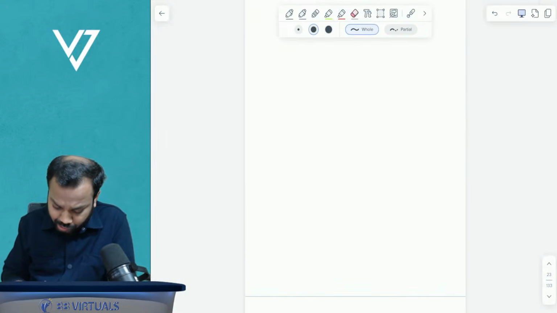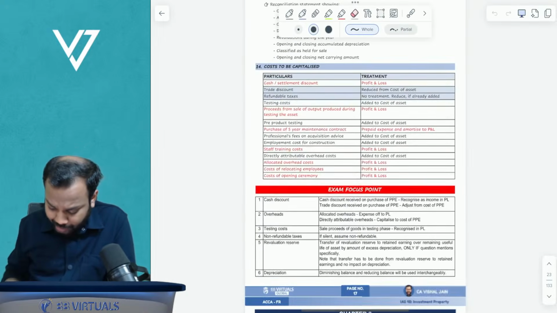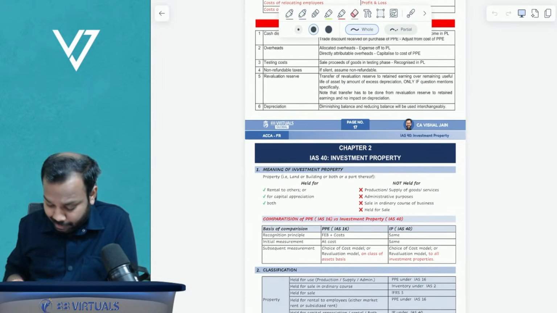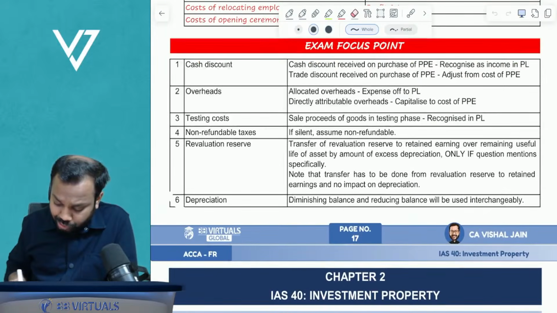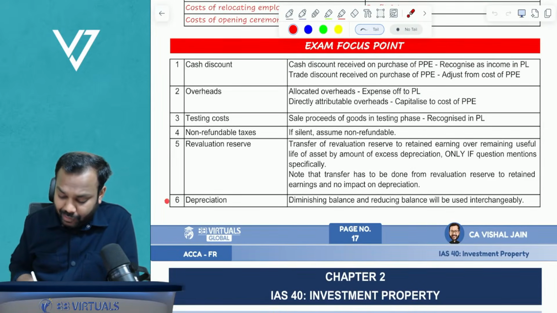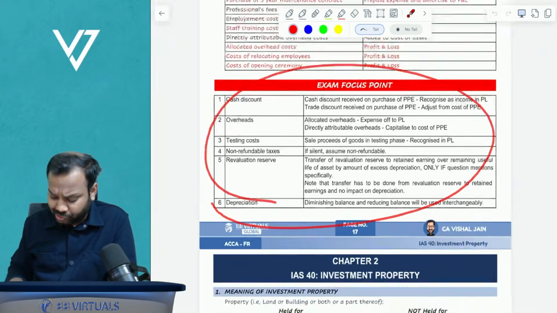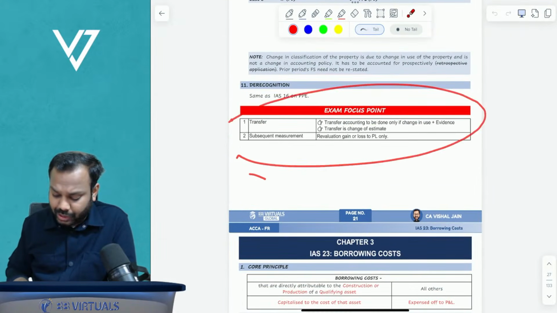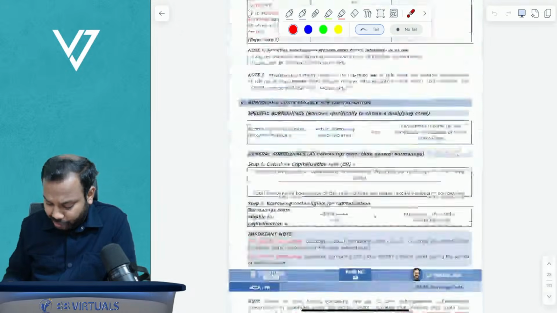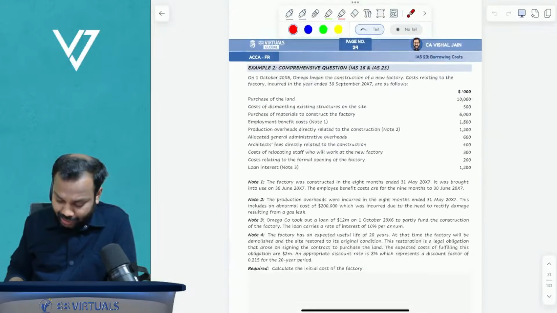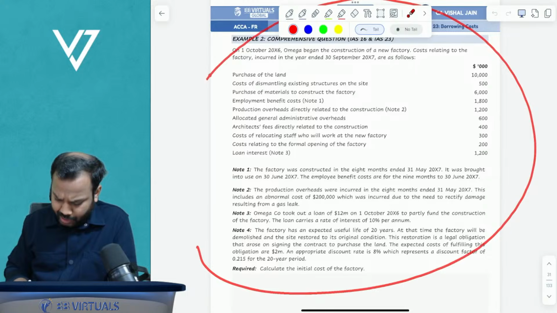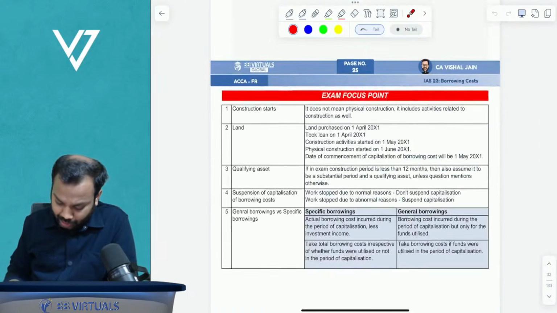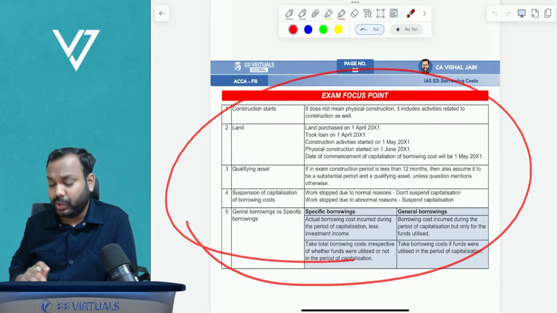Plus, after review of the examiner reports, I got to know what mistakes a student can make in the exam. So I have highlighted those mistakes here. For each chapter, I have highlighted the mistakes which you could make in the exam. See, I have brought important examples also for you guys. Again, important mistakes which you could make in the exam.